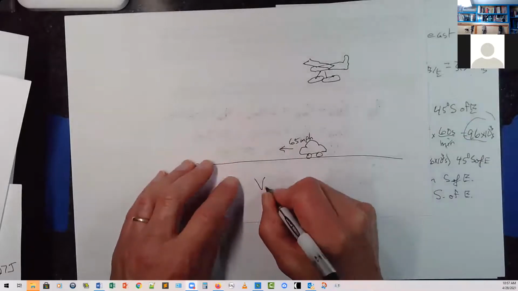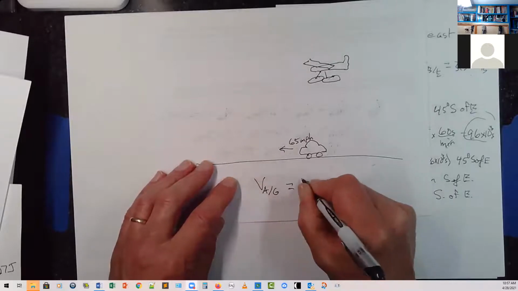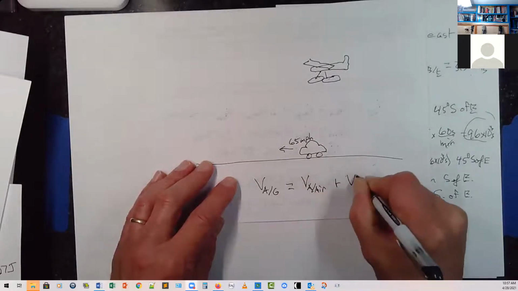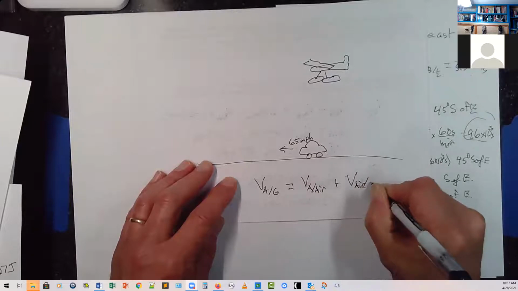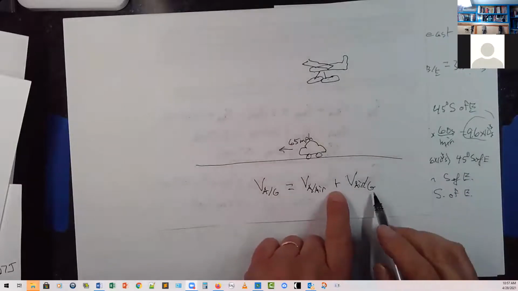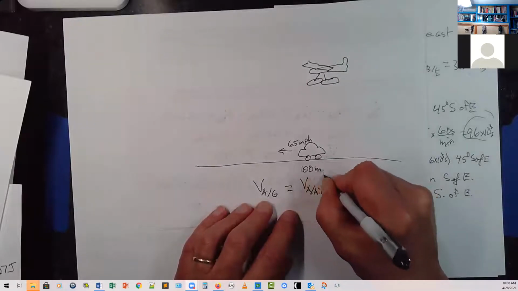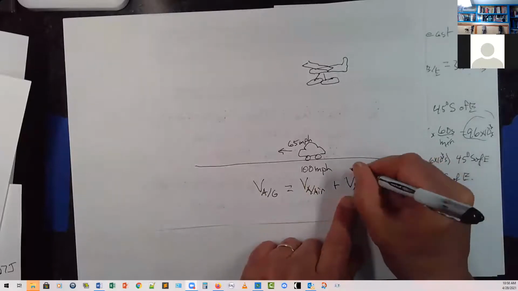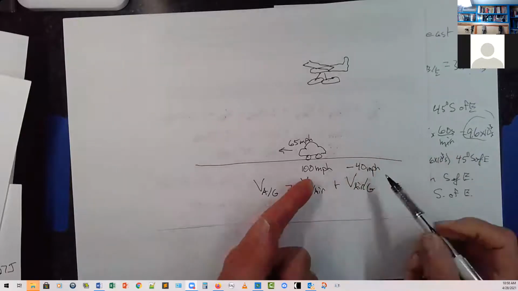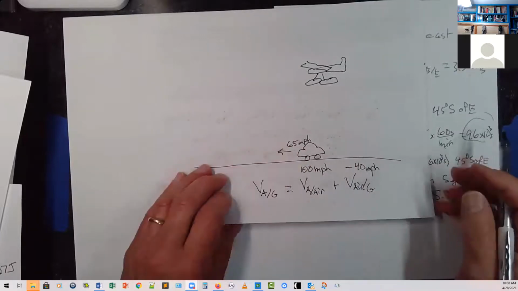The velocity of the airplane with respect to the ground was equal to the velocity of the airplane with respect to the air plus the velocity of the air with respect to the ground. And if positive is that direction, this was a big negative for this day. So maybe this was 100 miles per hour, but if this was negative 40 miles per hour, you end up with this airplane only going 60 miles an hour with respect to the ground. So that was kind of neat.